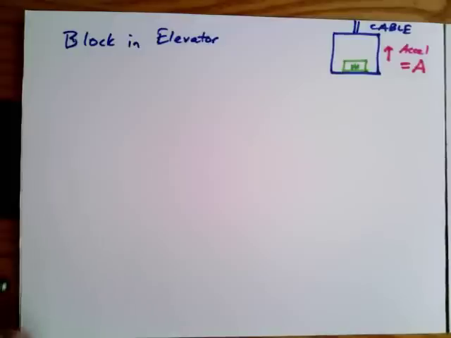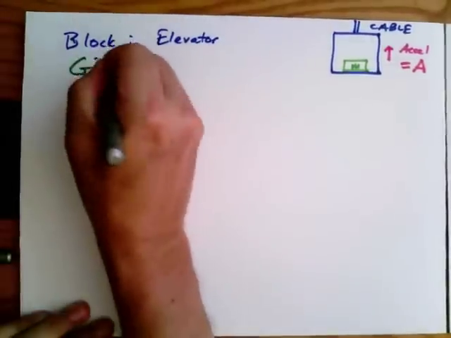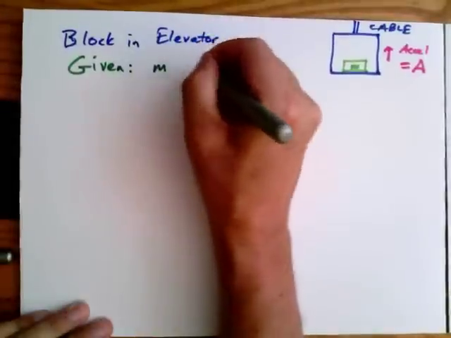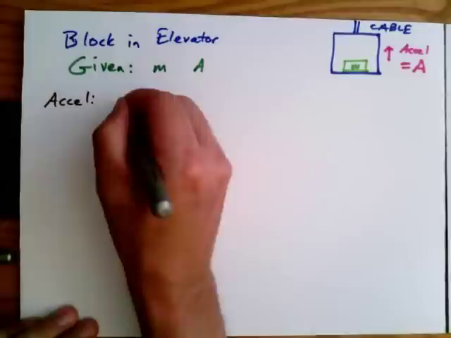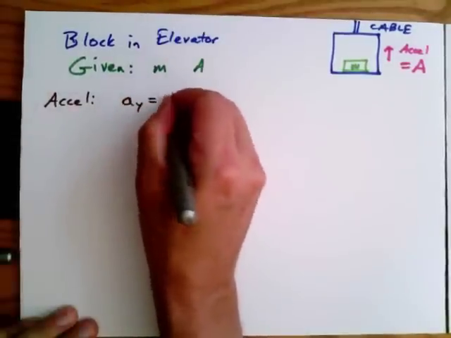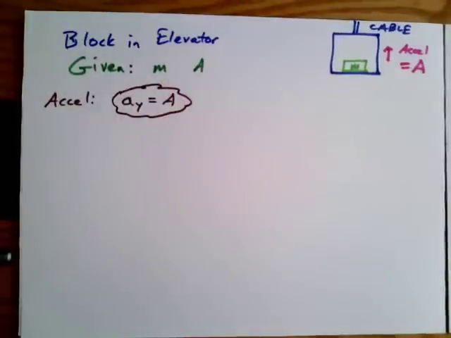So we know what the givens are here. The givens are the mass and the acceleration. So now we follow the same steps. We contend with the acceleration. We know what the acceleration is. Step 2, acceleration is not 0, it's a. So we keep that in mind.